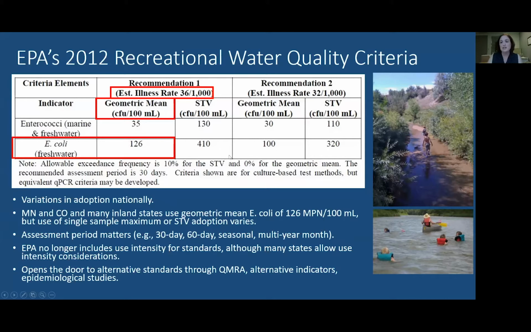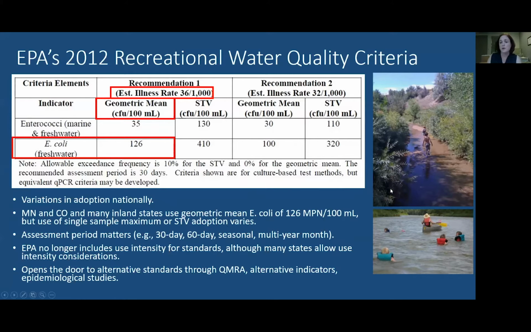Additionally, some states incorporate a single sample maximum, or EPA currently recommends a statistical threshold value for an upper limit, but we're not going to talk about that part of the standard today just because there's a lot of variation in that. The other thing that I wanted to mention that was relevant to EPA's 2012 recreational water quality criteria is that EPA no longer recommends differing standards for varying use intensities.